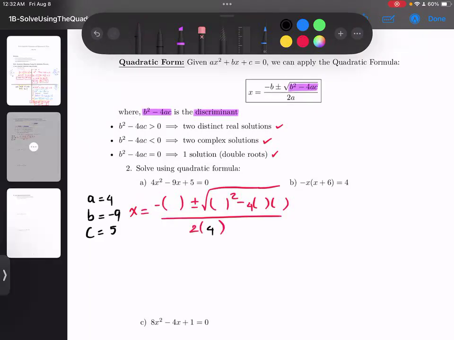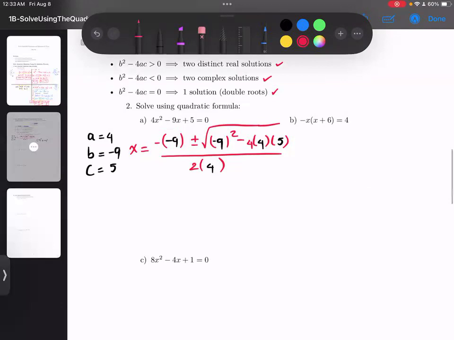A is 4, B is negative 9, and C is 5. The reason I do this is so I don't make mistakes. The reason is negative 9 quantity squared is not equal to negative 9 squared. A lot of people forget to do that, and they make silly mistakes that you can avoid. So it'll be positive 9 plus or minus the square root of 81 minus 4 times 4 times 5, which is 16 times 5.